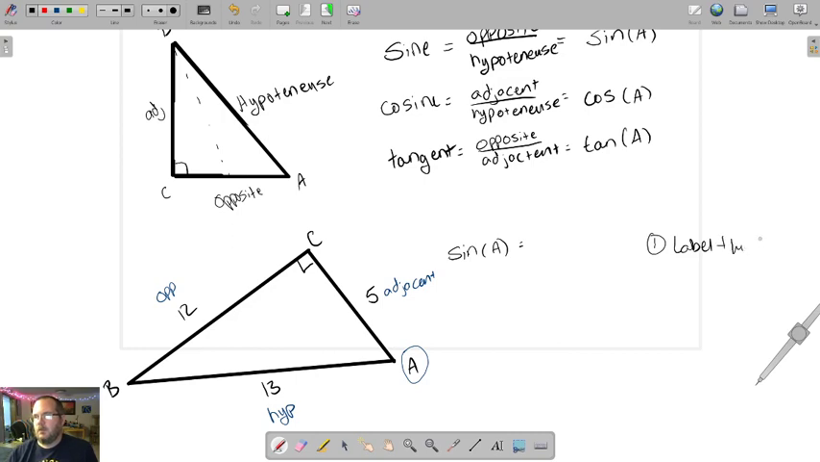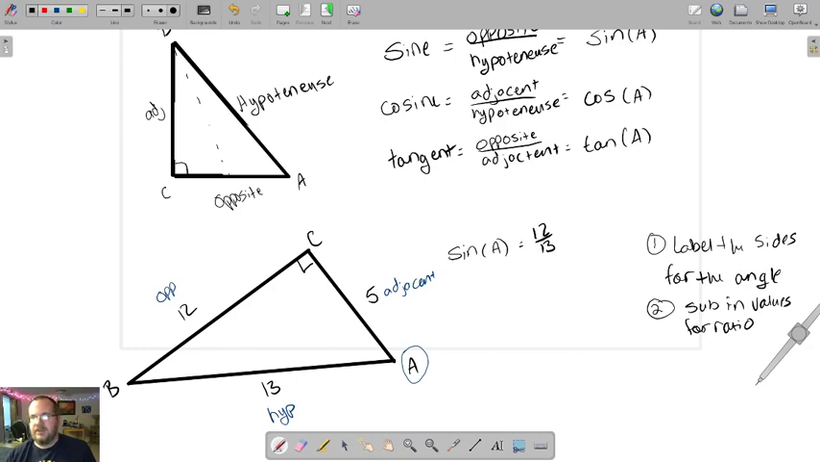So label sides for the angle. All right. Now, once you do that, the next thing is you're going to substitute values into whichever ratio you're looking for. So I'm going to call this sub in values for ratio. All right, so if it's sine, remember we just talked about this, sine is opposite over hypotenuse, O over H. So the opposite side is 12, the hypotenuse is 13. So opposite over hypotenuse is 12 over 13.